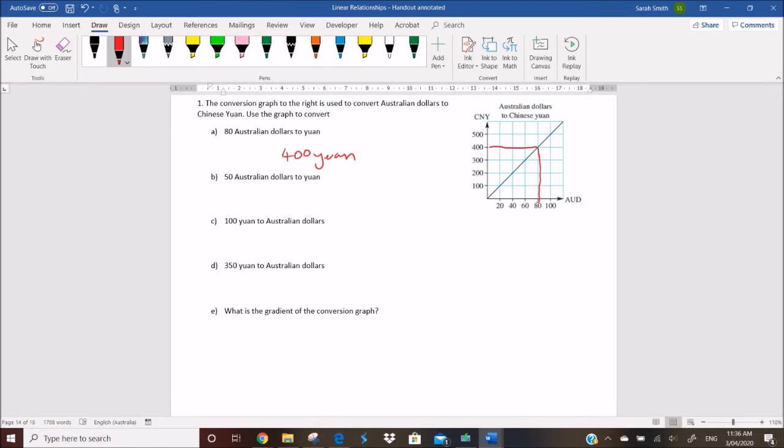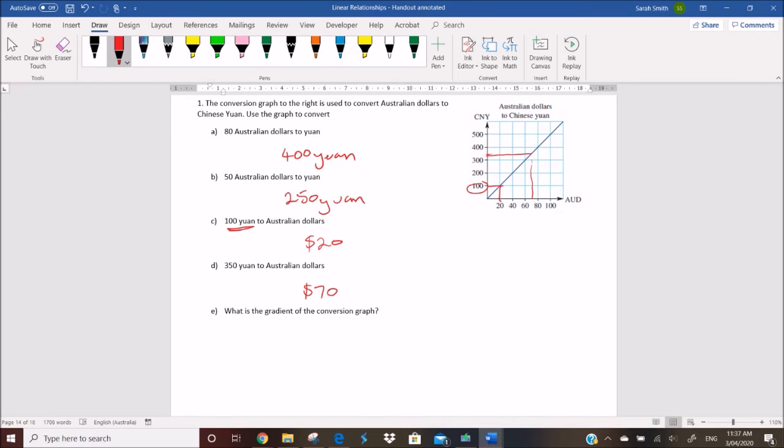If we are trying to convert 50, so 50 would be between the 40 and the 60. That would give us 250 yen. Now, if we're going the other way, so this one here, we want to convert the yen to Australian. So we find our 100 on the vertical axis, we go across and we go down. So that would be 20 Australian dollars. And if we're looking at 350, that's going to come halfway between our 400 and our 300. So we'd be looking at 70.